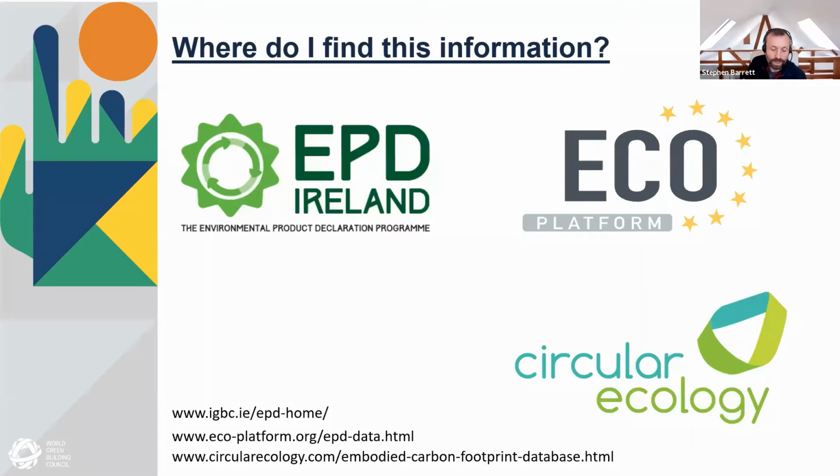The other thing to consider is time. How old is your EPD? EPDs have a validity of 5 years. After that, they're deemed to no longer truly reflect what's going on in the production process. So it's important that your EPD is up to date and reflects as closely as possible the actual production process of the product that you're using.